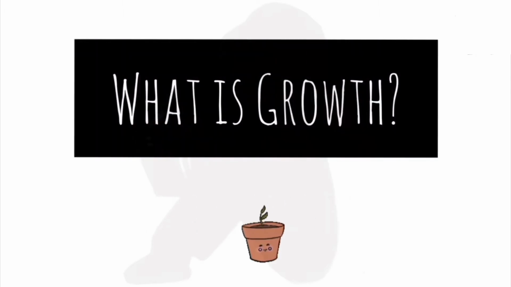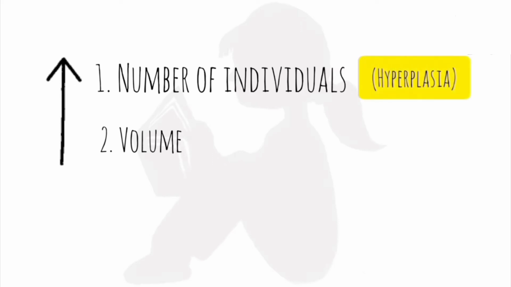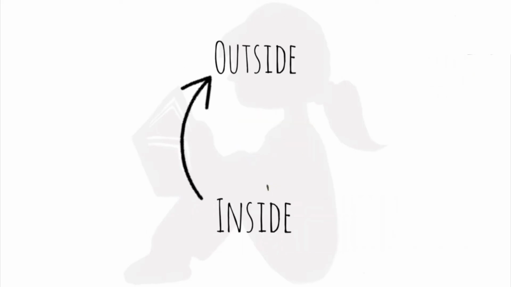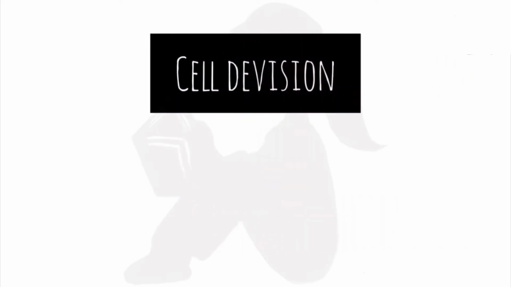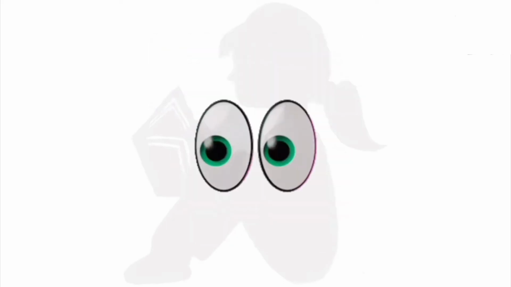Now, what is growth? Number 1, increase in number of individuals, and number 2, increase in volume. Increase in number of individuals is also known as hyperplasia, and increase in volume is known as hypertrophy. Those are twin characteristics of growth. Now, all living organisms grow from inside to outside by the process of cell division. Like one single cell forms 2 different cells. Now, we can't see the cell division from outside. We can just see the consequences.